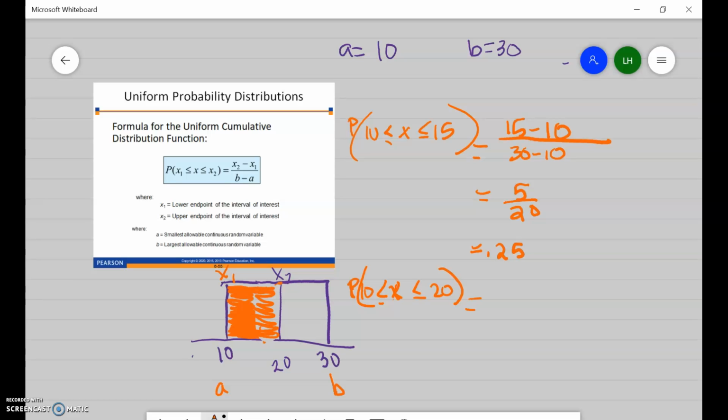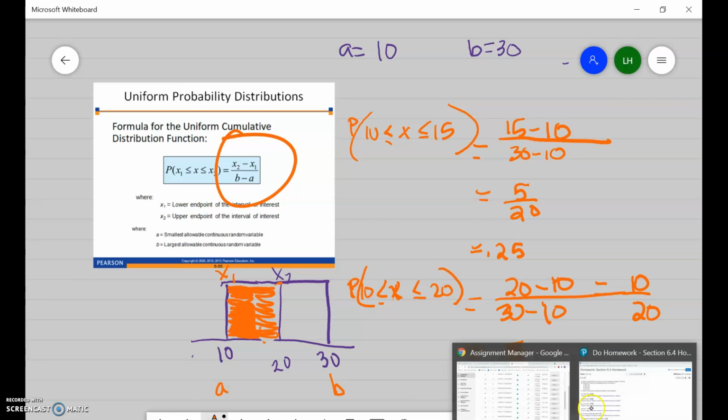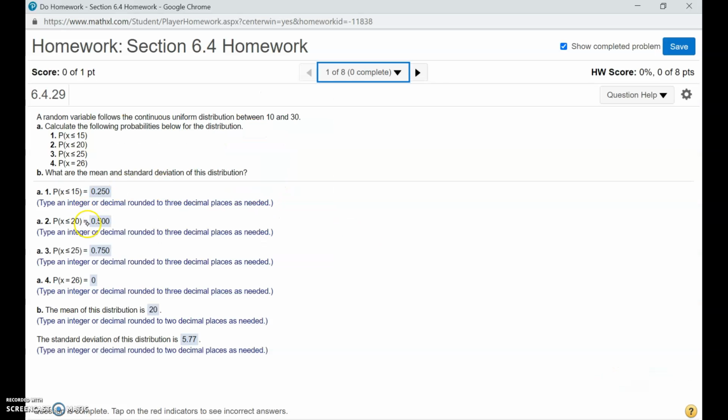So we just plug it into our formula. X2 is 20 minus X1 is 10 over B minus A. So that would be 10 over 20, which is 0.5. So the probability that X would fall within that range is 0.5.